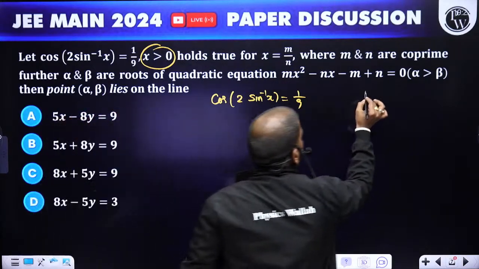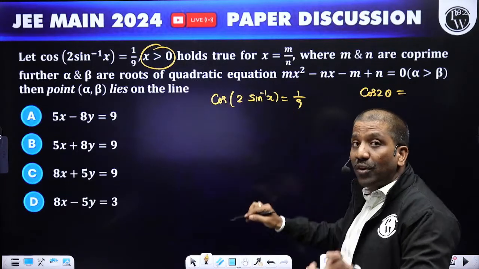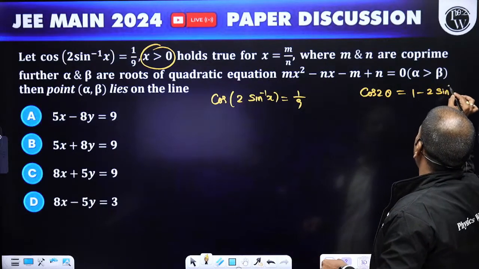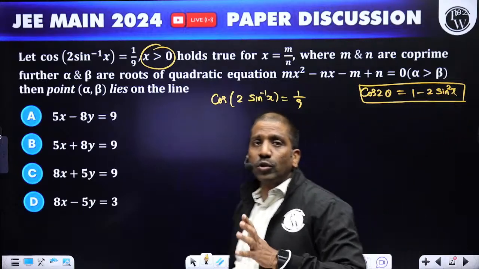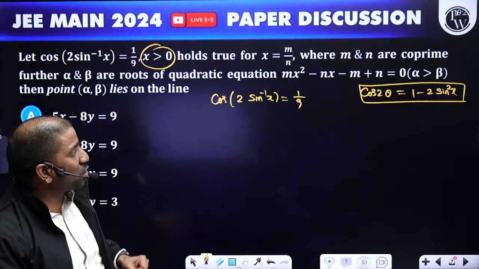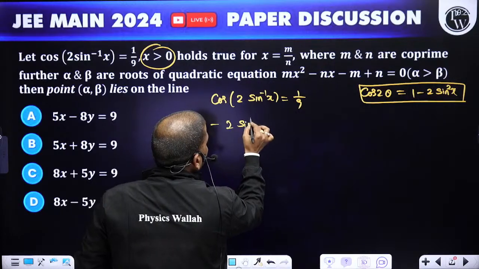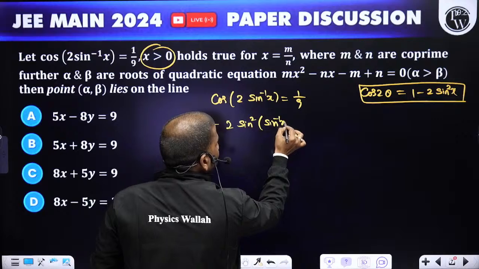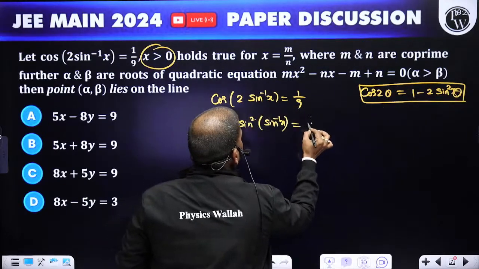So let us apply the cos 2 theta formula. Since 2 sin inverse of x is inside, it is better to write 1 minus 2 sin square, because we have 5 different forms for cos 2 theta, the most useful and most repeated form from trigonometry. So cos 2 theta is 1 minus 2 sin square theta. Here theta is sin inverse of x, which is equal to 1 by 9.